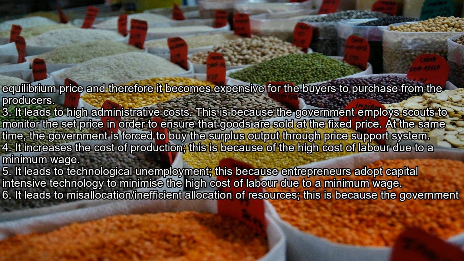3. It leads to high administrative costs. This is because the government employs scouts to monitor the set price in order to ensure that goods are sold at the fixed price. At the same time, the government is forced to buy the surplus output through the price support system. 4. It increases the cost of production. This is because of the high cost of labor due to a minimum wage.